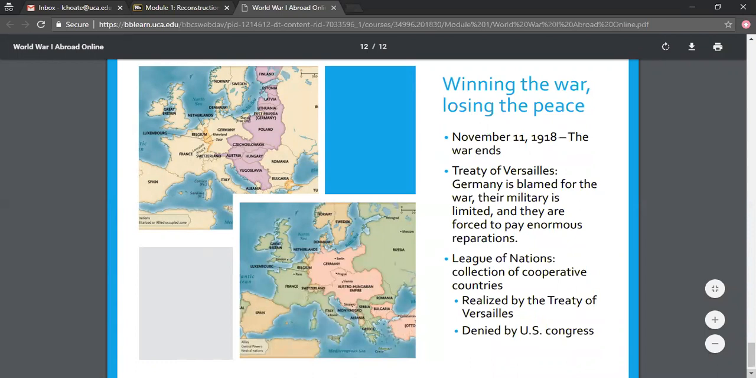It doesn't achieve a lot of what Woodrow Wilson wants, because he basically saves all of his chips and plays them all for the League of Nations, which will be created by the Treaty of Versailles. But I want you to remember the Treaty of Versailles for two things.